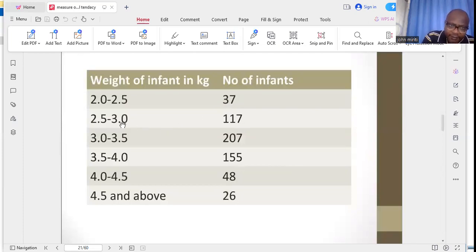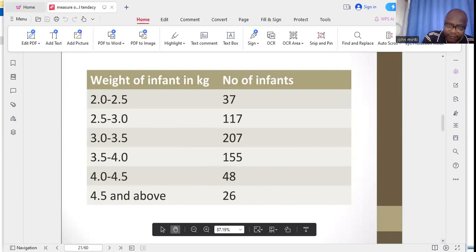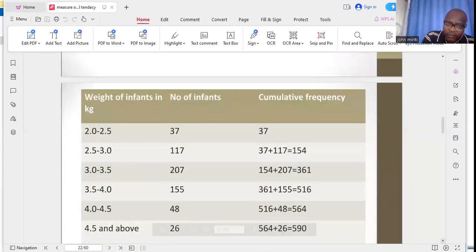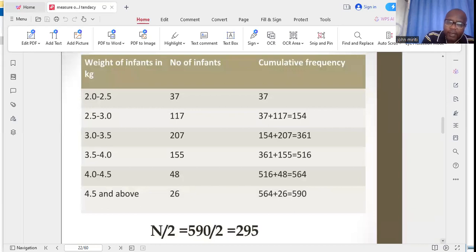In the next class, the low limit is 2.5, and the higher limit is 3.0, and the frequency is 117. Then you continue like that. You have arranged your data like that. Very important. Then from there, you come to the next step where you add the cumulative frequency.